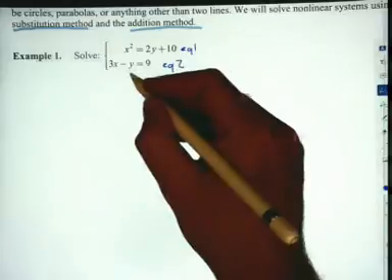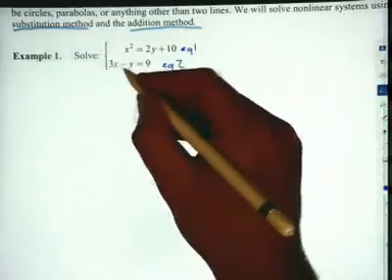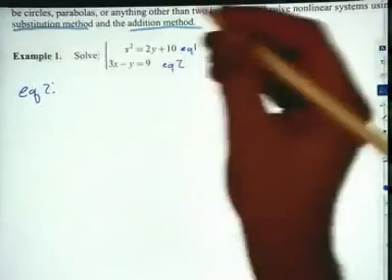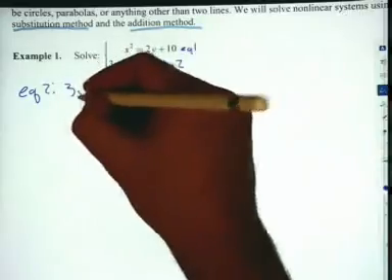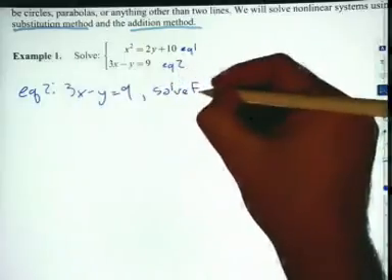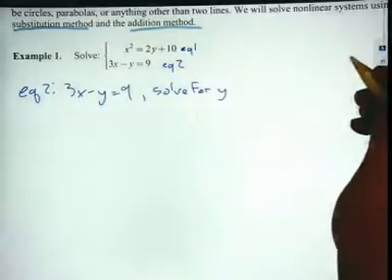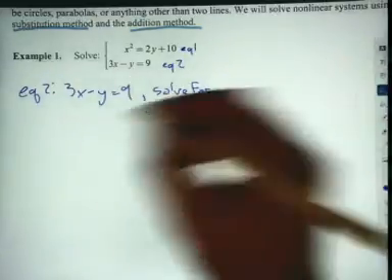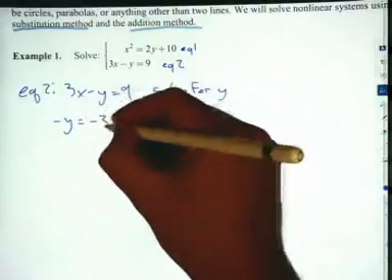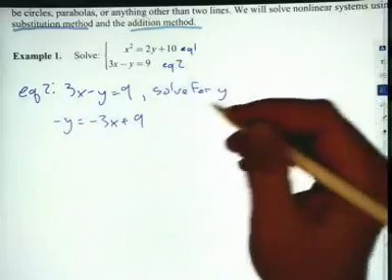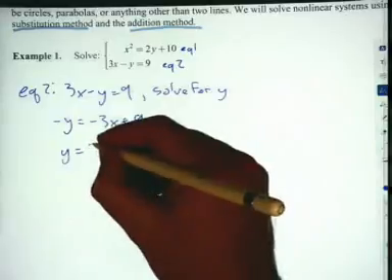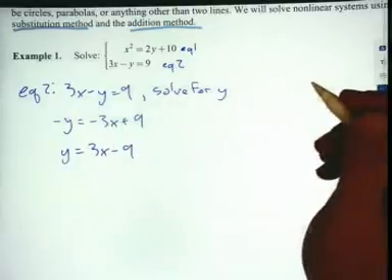But when I look at this system, I notice that my coefficient in front of my y is a 1. In this case, it's a negative 1. I think that it would be the easiest thing to do to take equation 2 and solve for y. Let's work to get y by itself. So how do I get y by itself? I can start off by adding or subtracting the 3x on both sides. And then I can divide the entire equation by a negative 1, so we get y is equal to 3x minus 9.